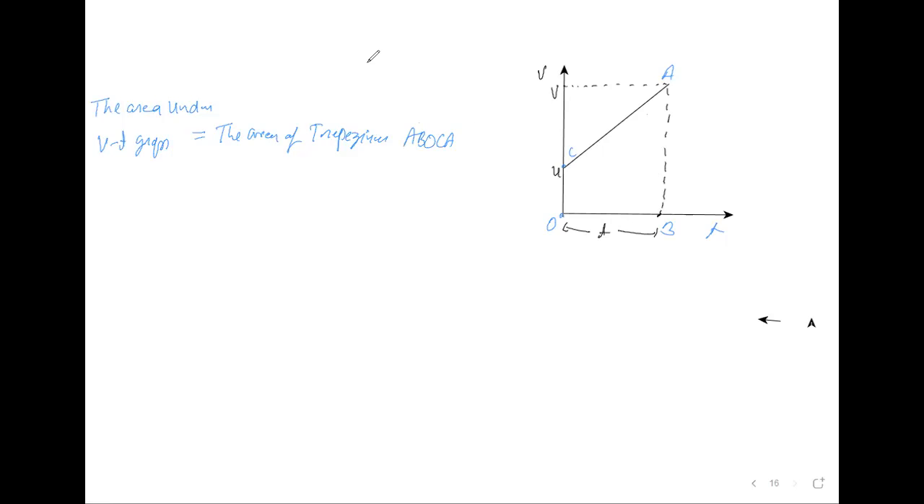Now I'm redrawing this trapezium and rotating it clockwise. So the area of trapezium is this. Let me change the color. There are two bases, one bigger and the other smaller, and there is a height. Two sides are parallel and two sides are not parallel.